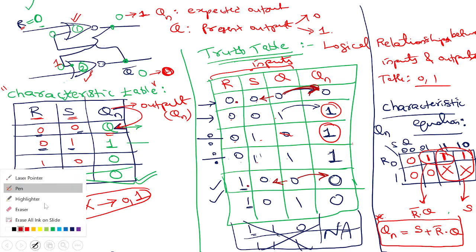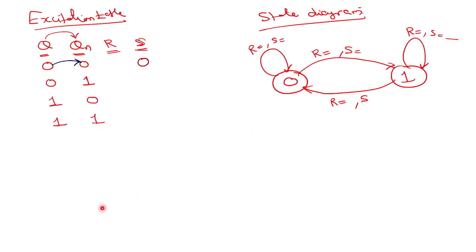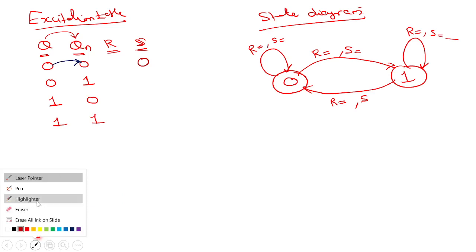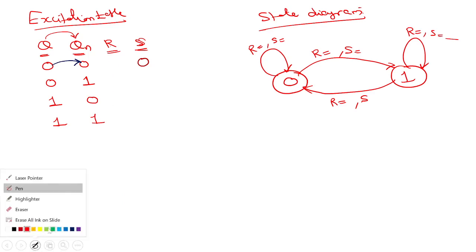I am just using my laser pointer and explaining. These are the two scenarios where we are moving from 0 to 0. In those two scenarios, S must be definitely 0. R can be 0 or 1, meaning R can be anything. That means don't care about R. That's all. R can be anything means R is don't care.